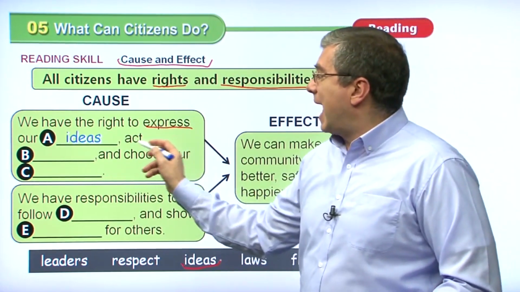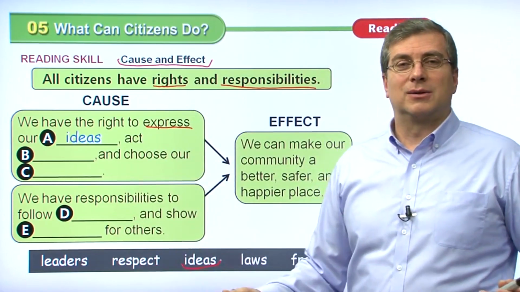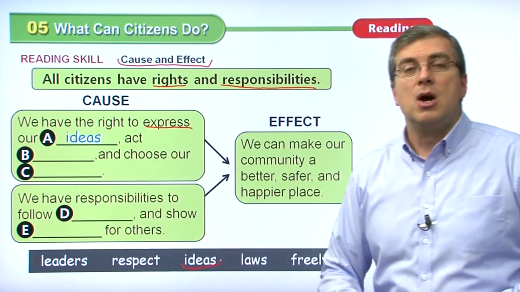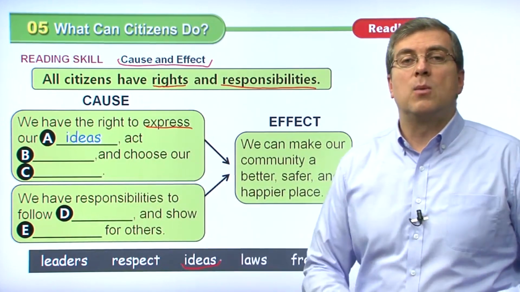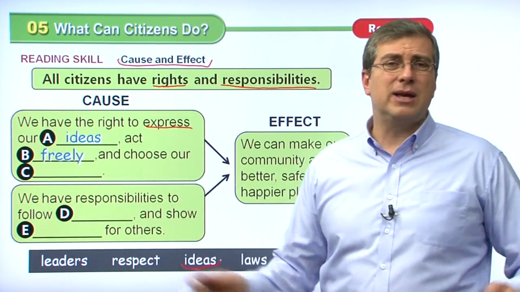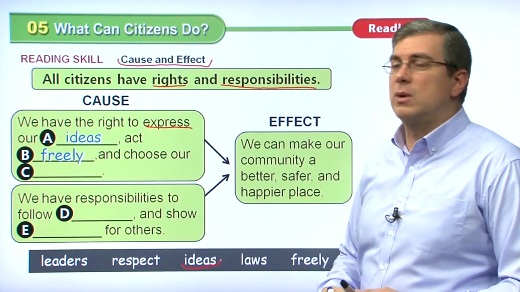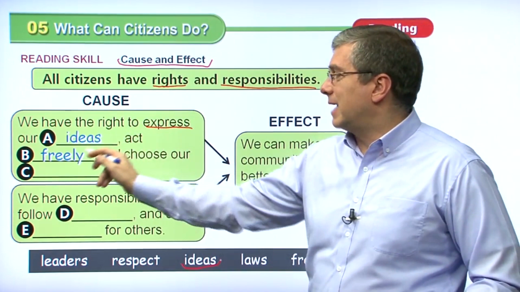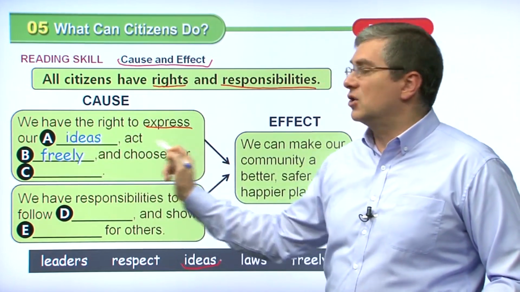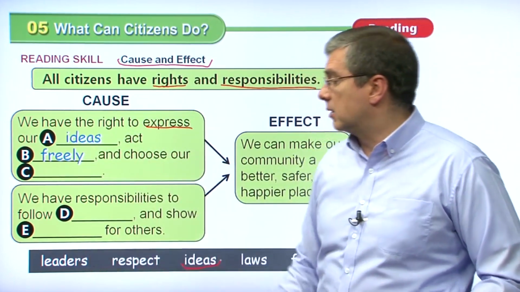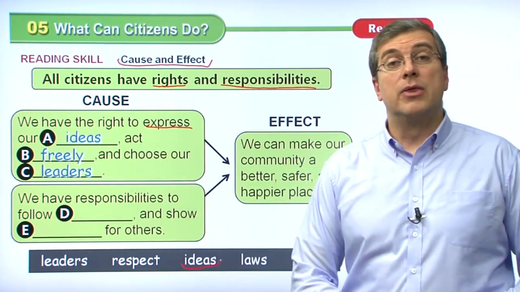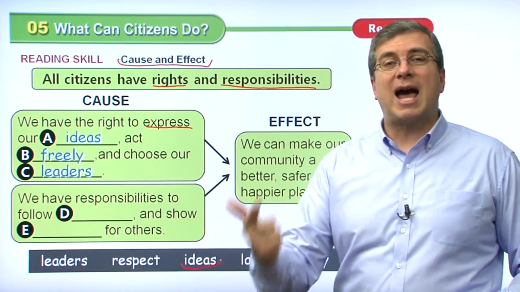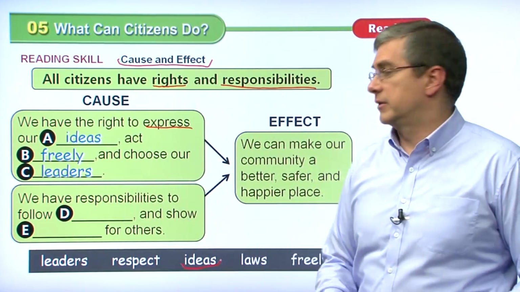We have the right to act. How should we act? Or when we saw the picture of the guy jumping from one place to another, we can act very what? Freely. We can act freely. We have the freedom to act the way that we want to. And so we have the right to express our ideas, we have the right to act freely, and we have the right to choose what? Choose our leaders, right? We choose our leaders. Those are our rights, okay? We have the right to express our ideas, act freely, and choose our leaders.